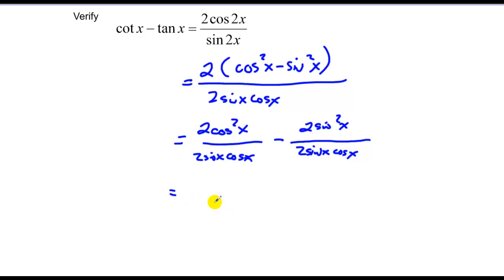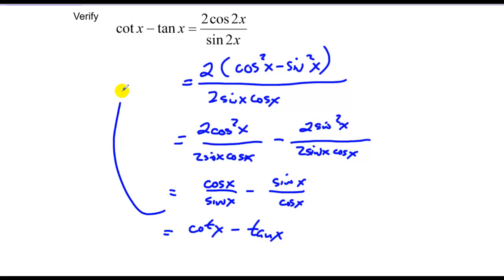And you'll notice the reductions I get here. 2 is reduced, the cosines reduce, so I'm left with cosine in the numerator, sine in the denominator, minus, 2 is reduced, one of the sines reduce, sine in the numerator, cosine in the denominator, and what do you know, there's cotangent of x minus tangent of x, which is what I was looking for.